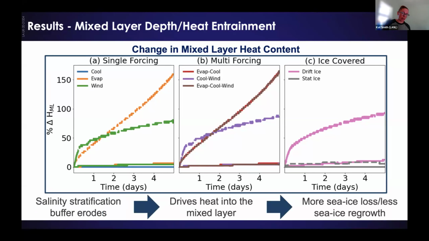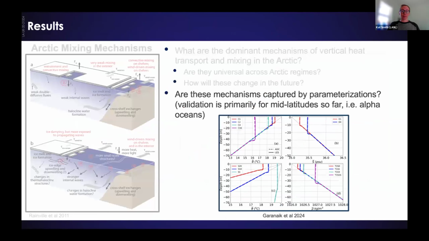So what we see here is that the salinity stratification buffer erodes, that drives heat into the mixed layer, and presumably, although we don't have this kind of feedback, that's going to drive more heat, more sea ice loss, and less sea ice growth in the future. Okay, so that was the first question.